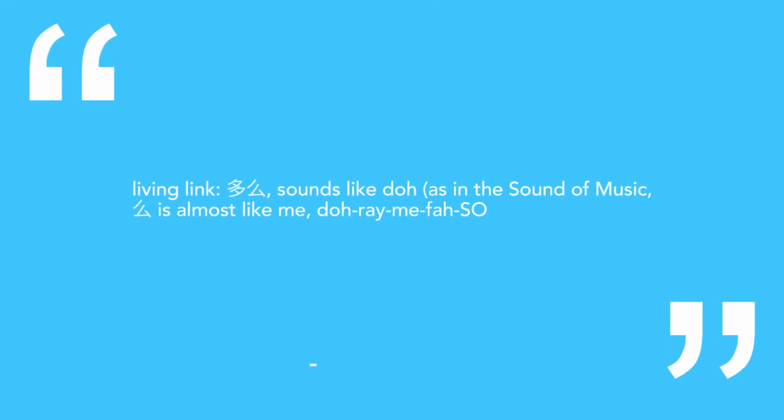Chris Lewis on 多么 in context. Living link: 多么 sounds like do, as in the Sound of Music. M is almost like do, re, mi, fa, so. And so 多么 means so, like so much or so whatever. It's got that type of so. And so do, re, mi, fa, so. It's really soul, but still, that is a great connection to the Sound of Music. I like that, Chris. Awesome.